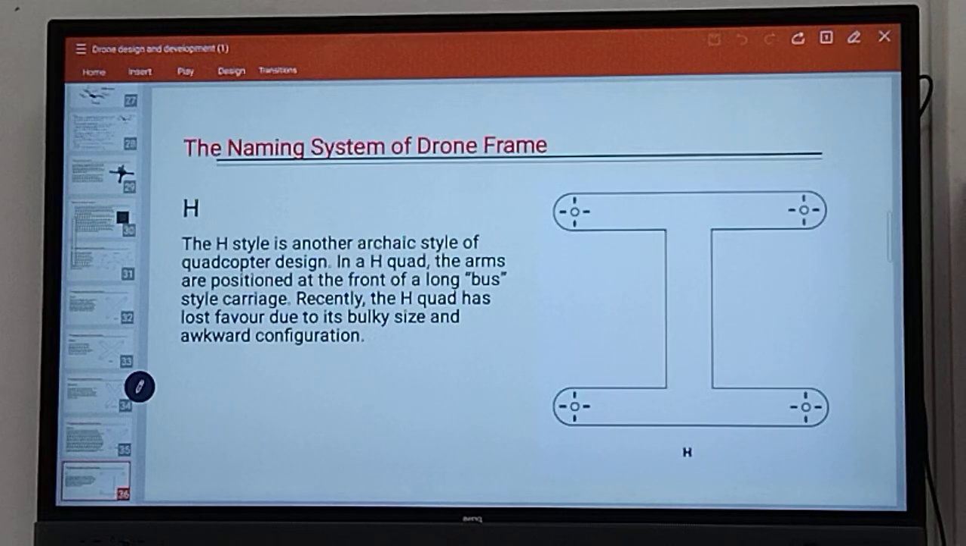H-style. H-style is another archaic style of quadcopter design. In H-quad, the arms are positioned at the front of a long bus style carriage. Recently, H-quad has lost favor due to its bulky size and awkward configuration. Nowadays, it is not used, H-style.